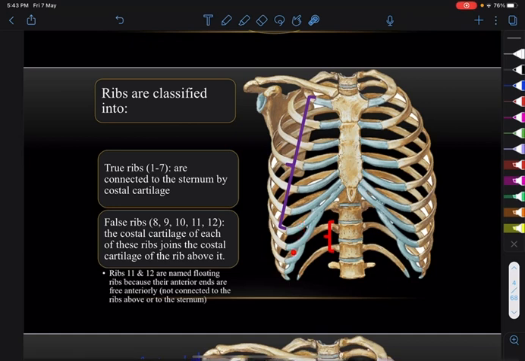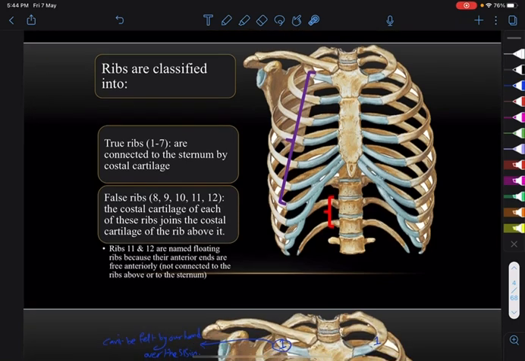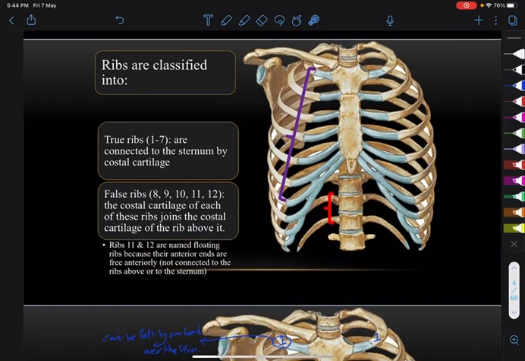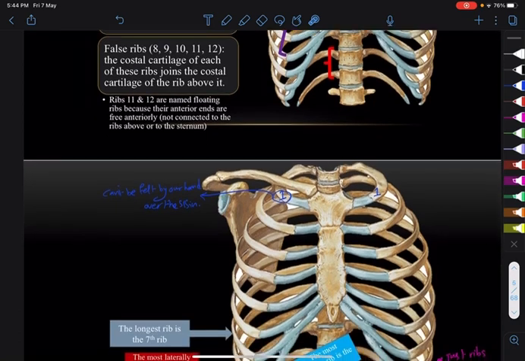8, 9 and 10 just. 11 وال 12 ribs 11 و 12 are named floating ribs because their anterior ends are free anteriorly and not connected to the ribs above or the sternum directly. تمام. So the 12 and 11 are called the floating ribs لأنهم ما بيتصلوا الانتيريور end تبعتهم ما بتتصل لا بسترنم ولا previous costal cartilage ribs. Okay.